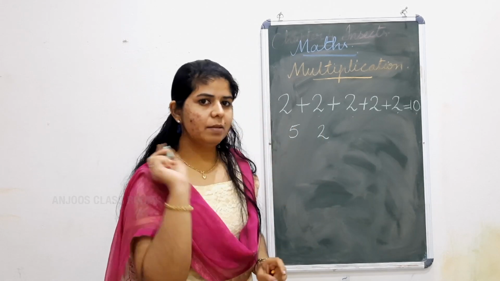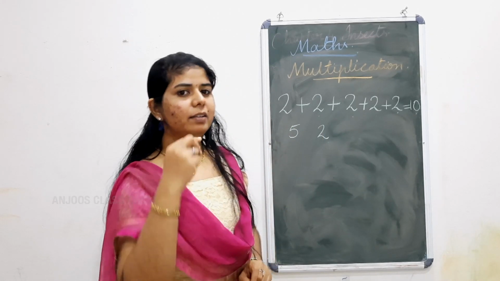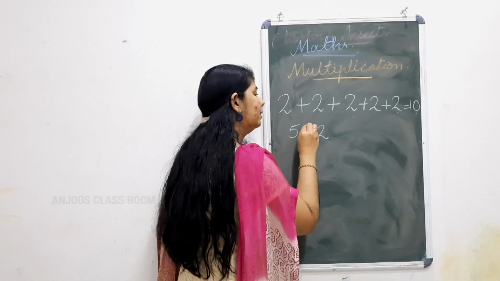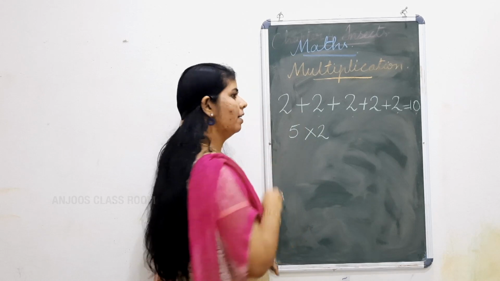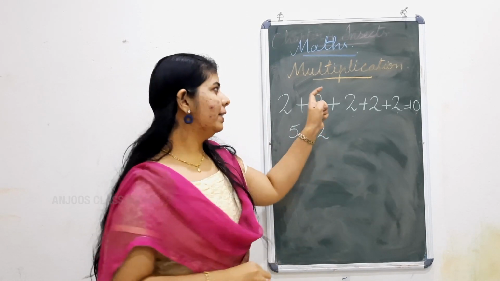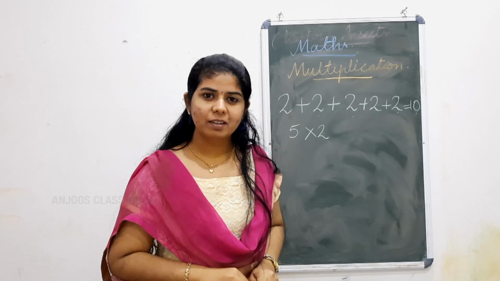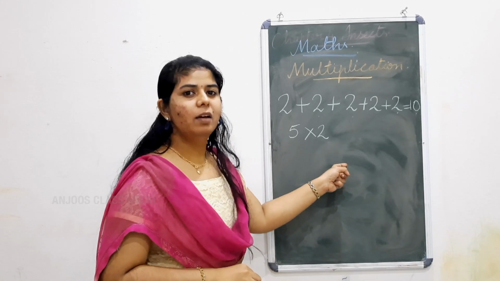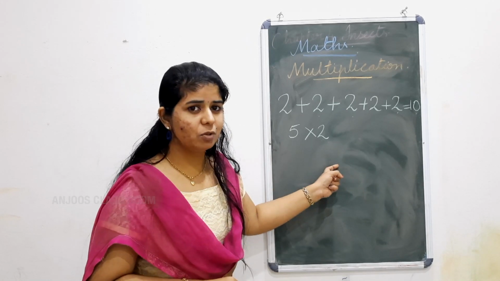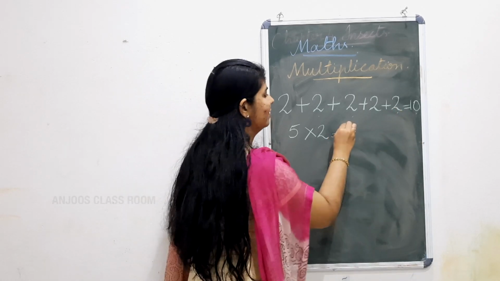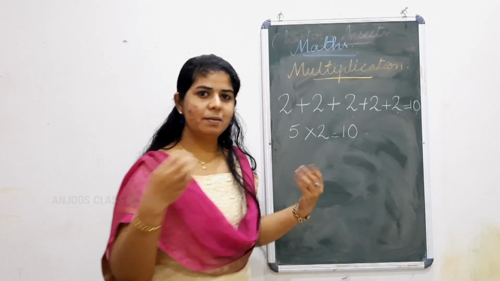And this one symbol I am going to use: 5 times 2. I want to write here 5 times 2, and the times symbol I am writing here as into. This is the sign of multiplication. Got it? So what is it? 5 times 2. When I added 2 five times, what answer did I get? It is 10. So simple.